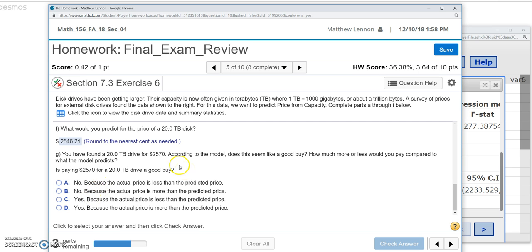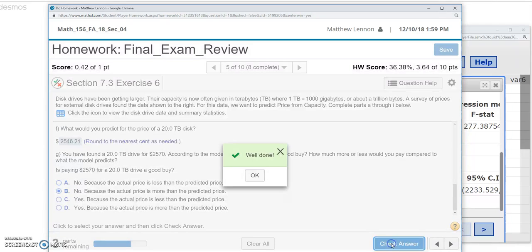All right, so this last one, it says you found a 20 terabyte for $25.70. According to the models, is this a good buy? It's actually not a good buy because the predicted value is lower. So the actual price is higher than the predicted price. So not a good buy.